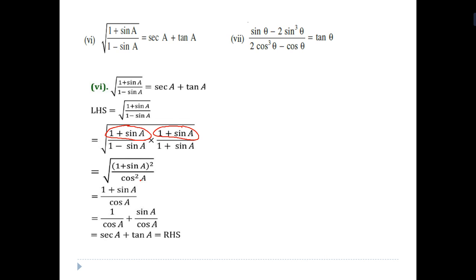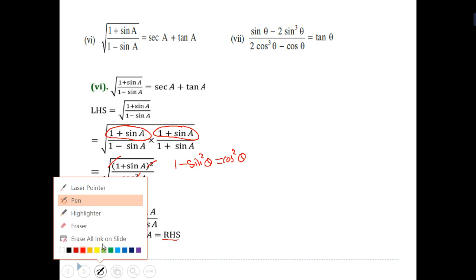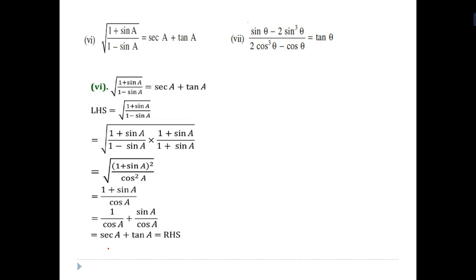Here they write it directly, but we have to explain that 1 minus sin square theta is equal to cos square theta. That is the identity we use. So under root (1 plus sin A) whole squared upon cos square A. When we remove the root, we get (1 plus sin A) upon cos A, and dividing each term by cos A, we get sec A plus tan A, that is equal to the RHS. So that is the important proof related to trigonometry.